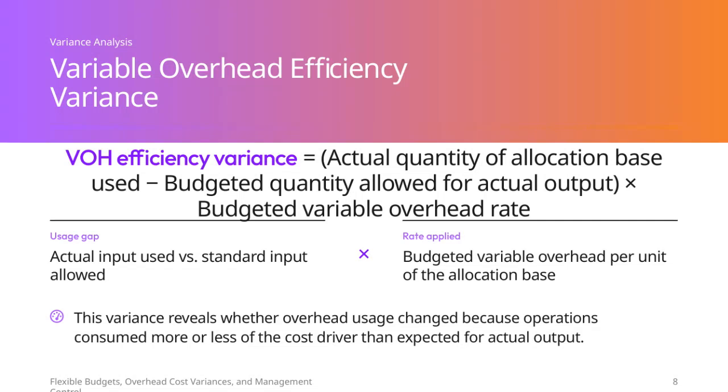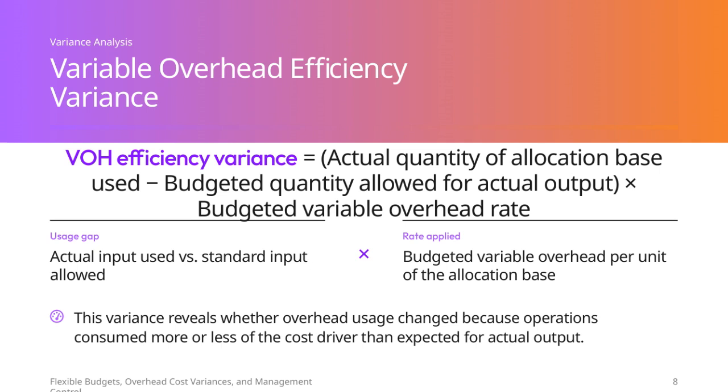Now, let's take a closer look at the variable overhead efficiency variance. This variance measures the difference between the actual amount of the allocation base used and the budgeted amount allowed for the actual level of output. Essentially, it tells us if more or less of the cost driver was consumed than expected. We calculate it by taking the actual quantity of the allocation base used minus the budgeted quantity allowed, and then multiplying that difference by the budgeted variable overhead rate per unit.